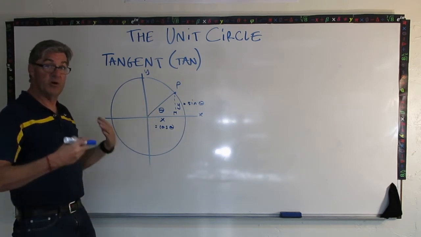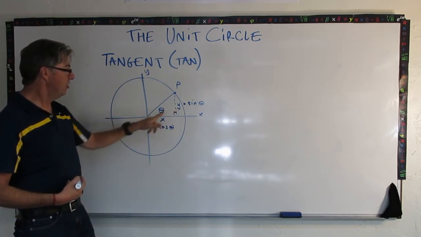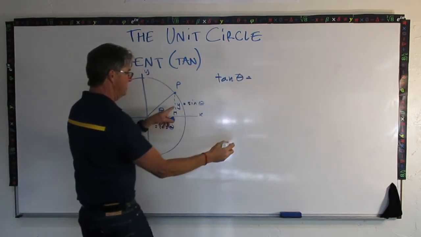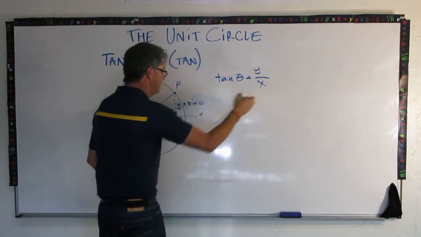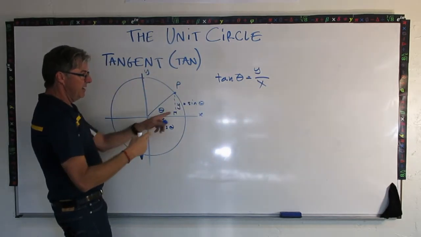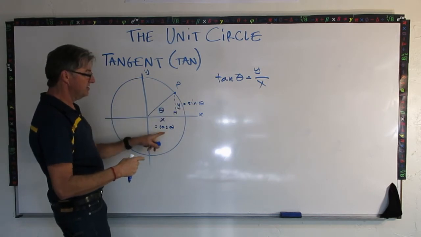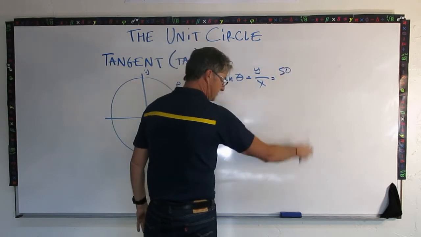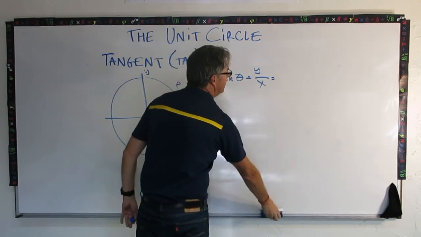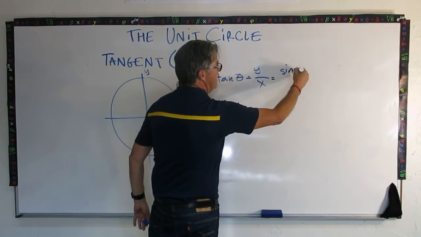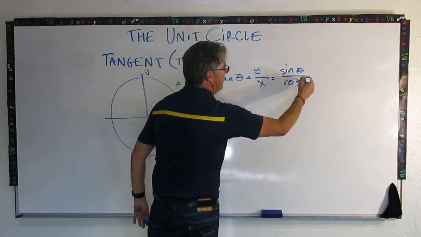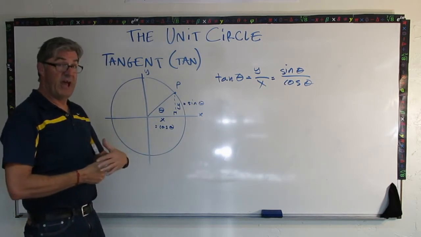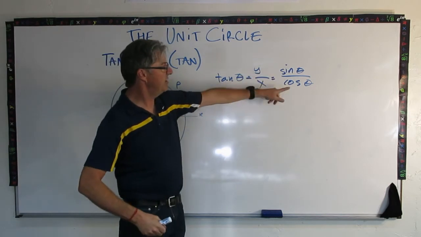If you remember from your SOHCAHTOA, tangent is opposite over adjacent. So tan theta is y over x from our diagram here, but now we can substitute in our value, our sine and our cosine. So tangent is sine theta over cosine theta. Okay, so that's just kind of a definition here, but when you have an angle, this works. Tan theta is sine over cosine of theta.